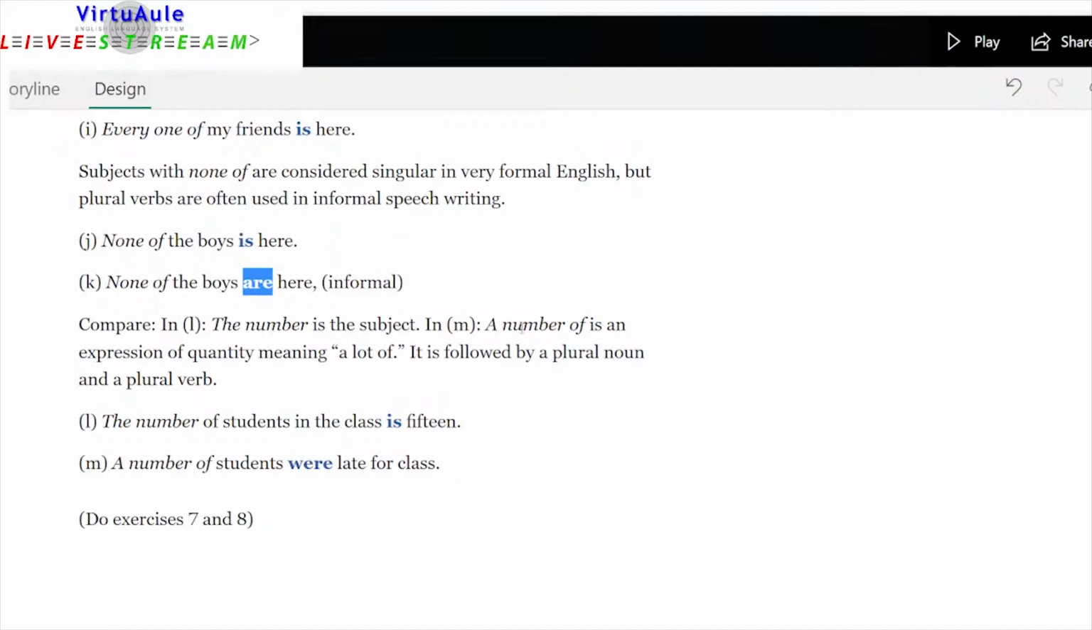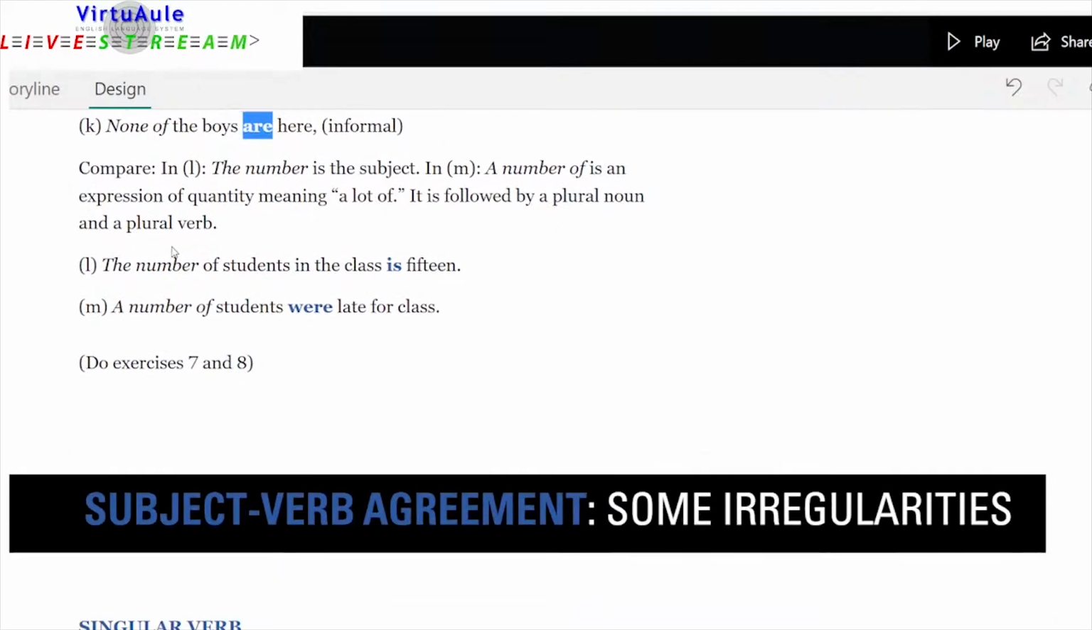In L, the number is the subject. In M, a number of is an expression of quantity that means a lot of. It's followed by a plural noun and a plural verb. So a number of is an expression of quantity meaning a lot of. A lot of students in the class. The number is 15. While a number, okay, the number is the subject. The number, singular, is. A number, like a lot of, students were late.